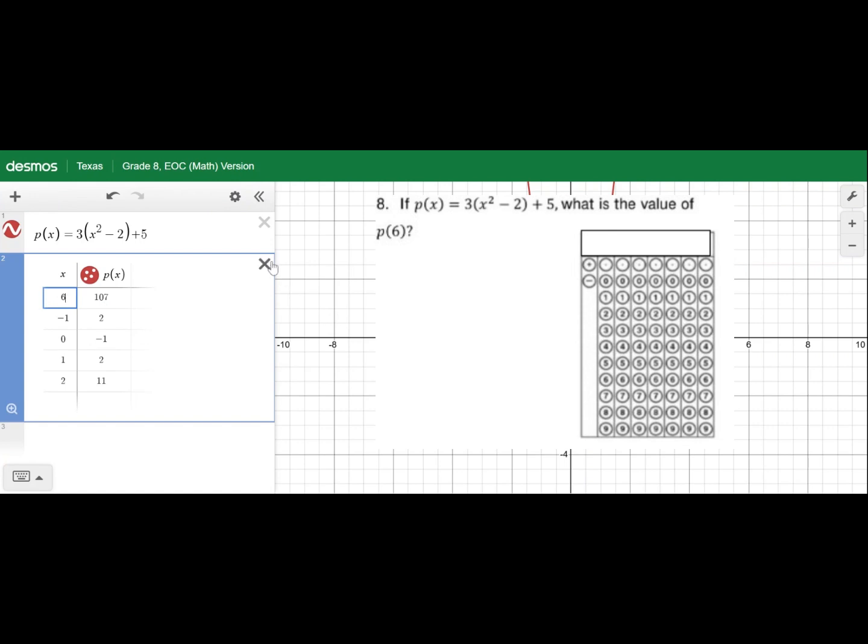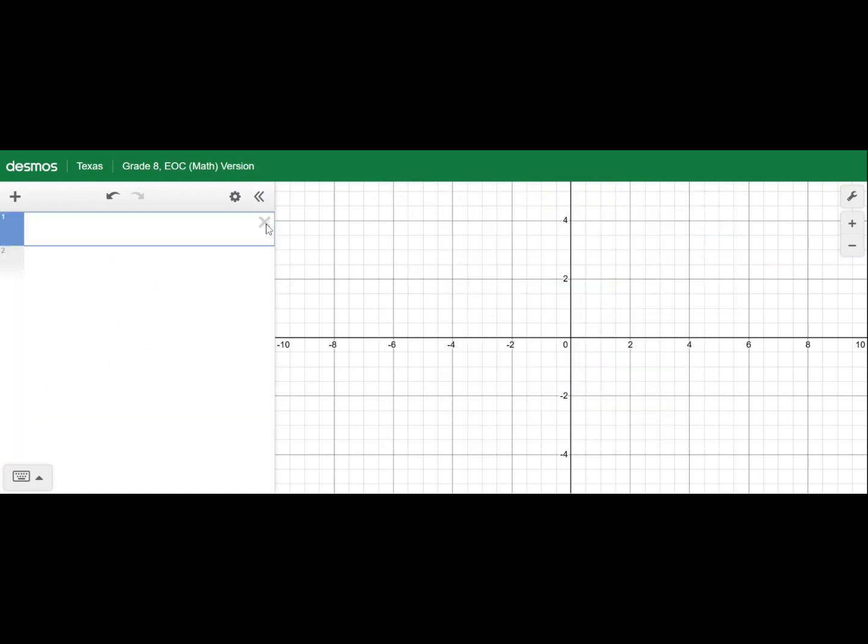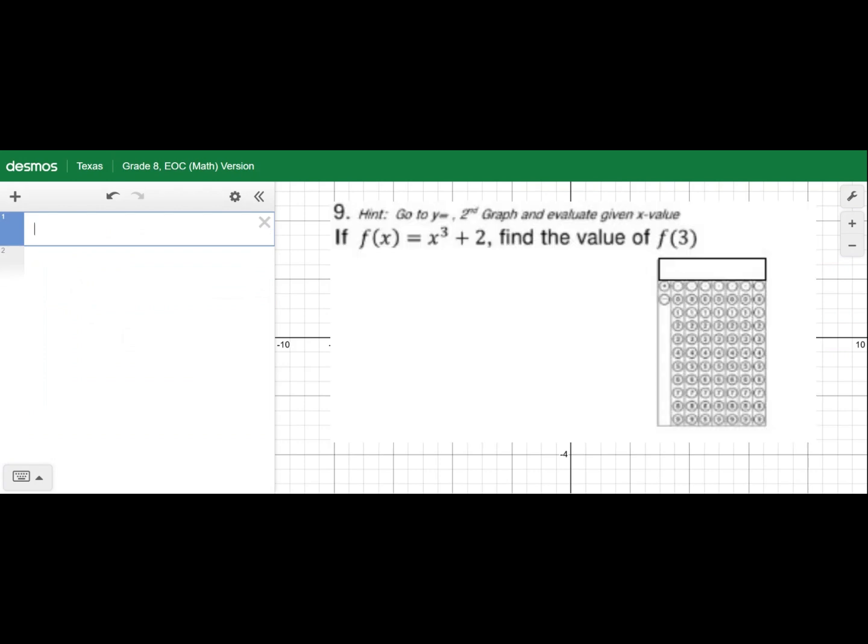Okay, good. Now let's look at question number 9. If f of x is equal to x cubed plus 3, find the value of f of 3. So I'm going to type the function f of x is equal to x to the cube plus 2. That's the graph. Now find f of 3. F of 3. So the answer is 29.